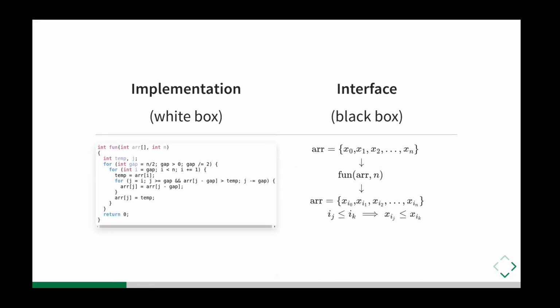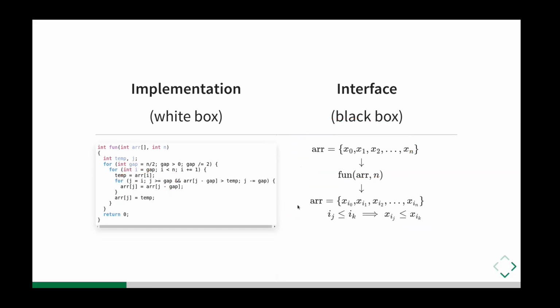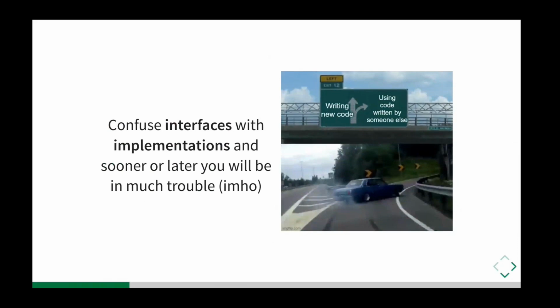So this is, for example, the implementation is the code with all the details, but the interface is simply I have an array, I give it to the function, and I have a sorted array at the end. So this is the idea, and if you confuse the two, if you think that you know the implementation, but you only know the interface, this could be really problematic. For example, when doing web development, it is actually impossible to understand all the details. So one must be really aware that the code we are writing, we don't really know what it's doing. We just have sort of an idea of that.